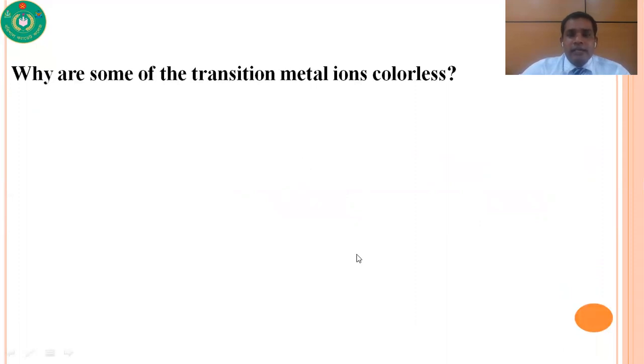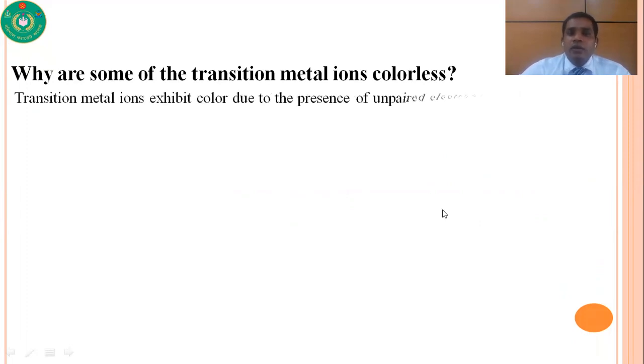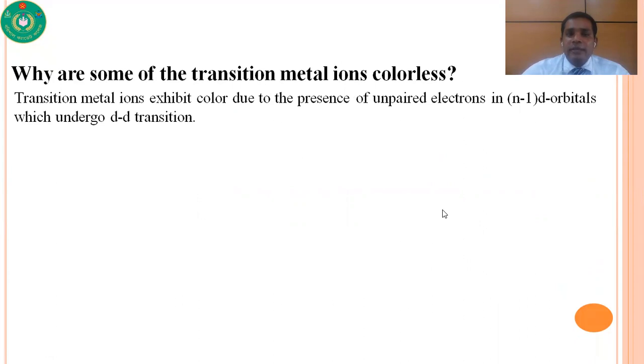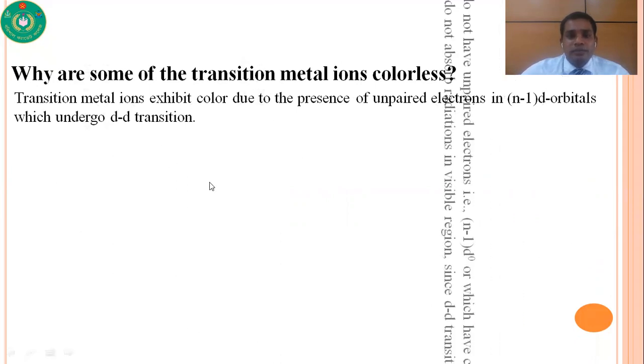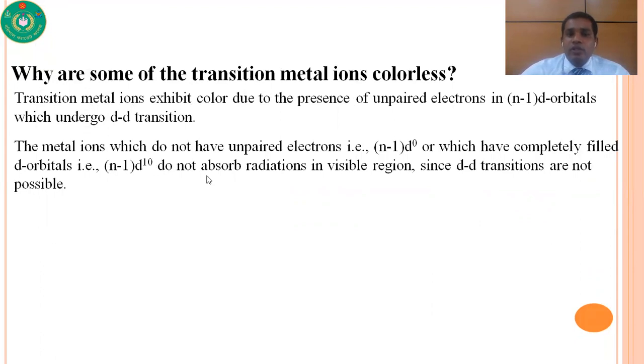So now here is another question: why are some of the transition metal ions colorless? You know that transition metal ions exhibit color due to the presence of unpaired electrons in d orbitals. That means when d orbitals have unpaired electrons, d to d transition is possible. But if the metal ion does not have unpaired electrons, that means d is 0, or the elements have completely filled d orbitals, that means d10, they do not absorb radiation in the visible region, because d to d transition is not possible.